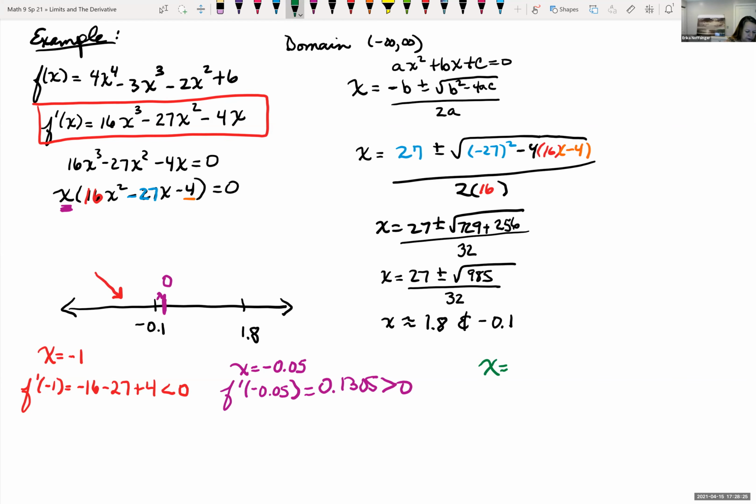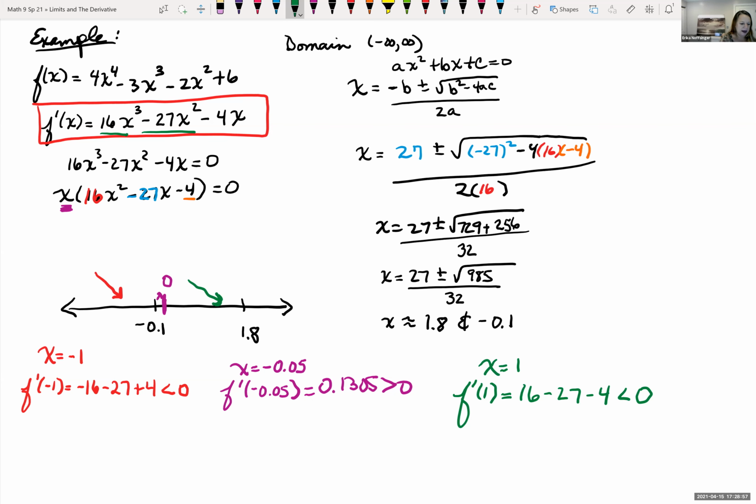So how about x equals 1? Plugging it into the derivative, we want to see is that positive or negative. I got 16 times 1 cubed, so 16, minus 27, minus 4. I can see that this is less than 0. And so this will be decreasing in here. And then 1.8.